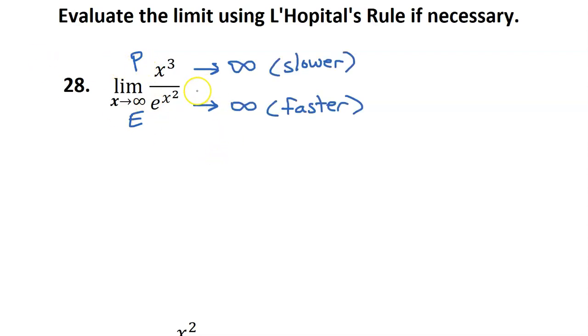So even though we are approaching infinity over infinity, we could just think to ourselves, the denominator is growing faster than the numerator. So if the denominator is getting bigger and bigger compared to the numerator, then the overall value of the fraction is getting smaller and smaller. In other words, the limit is 0.